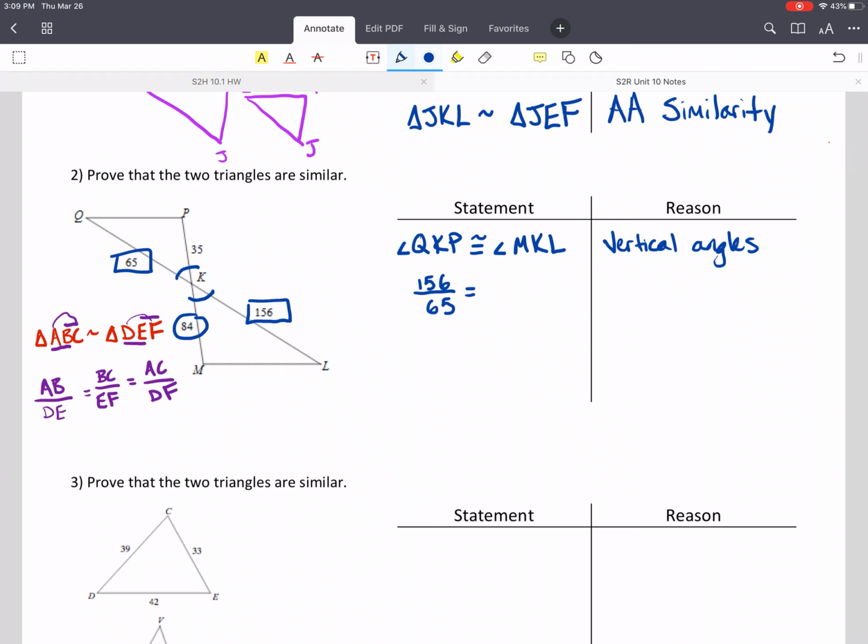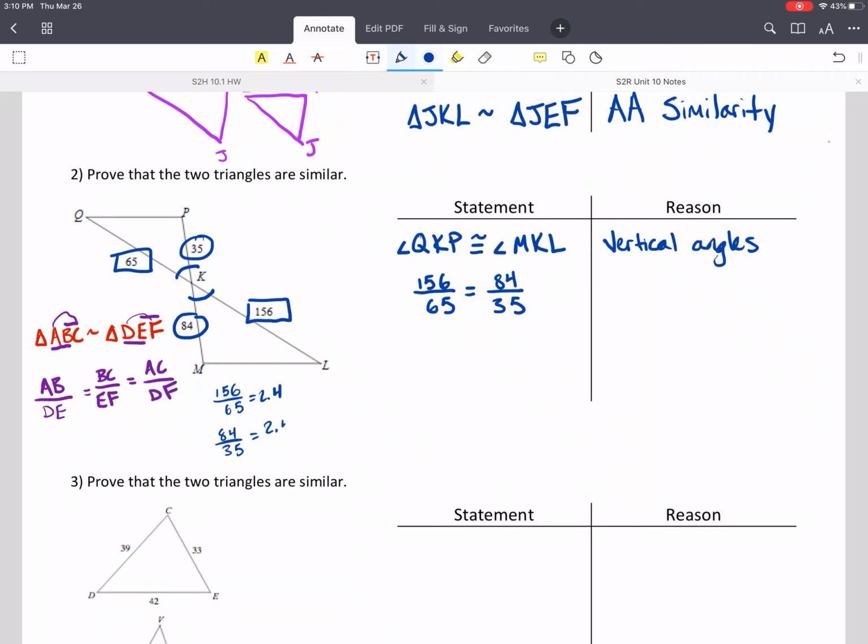And then it's going to be 84 over 35. And so we're going to check that in our calculator to see if those are equal. 156 divided by 65, that's a 2.4. Okay, 156 over 65 equals 2.4. 84 over 35 is also 2.4. So those are the same.